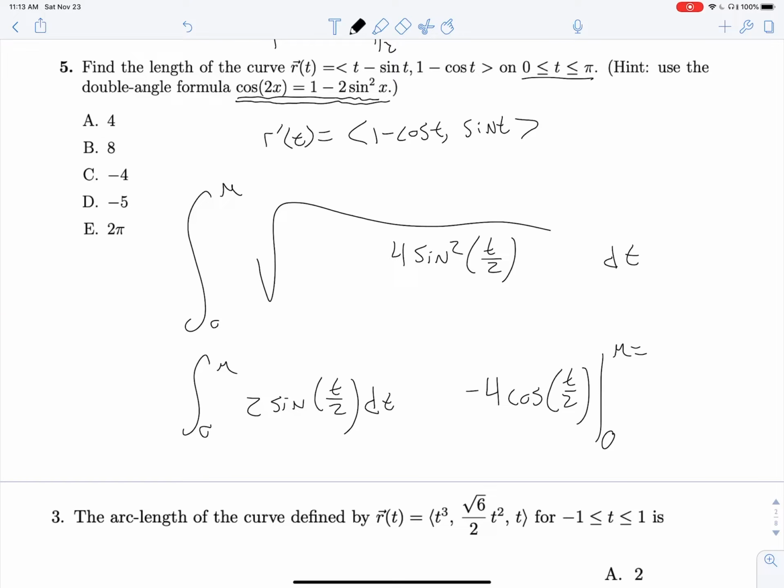Well, at pi, cosine of pi over 2 is going to be 0. And at 0, the cosine of 0 is going to be 1. This will be negative 4 times negative 1, so our answer is 4.